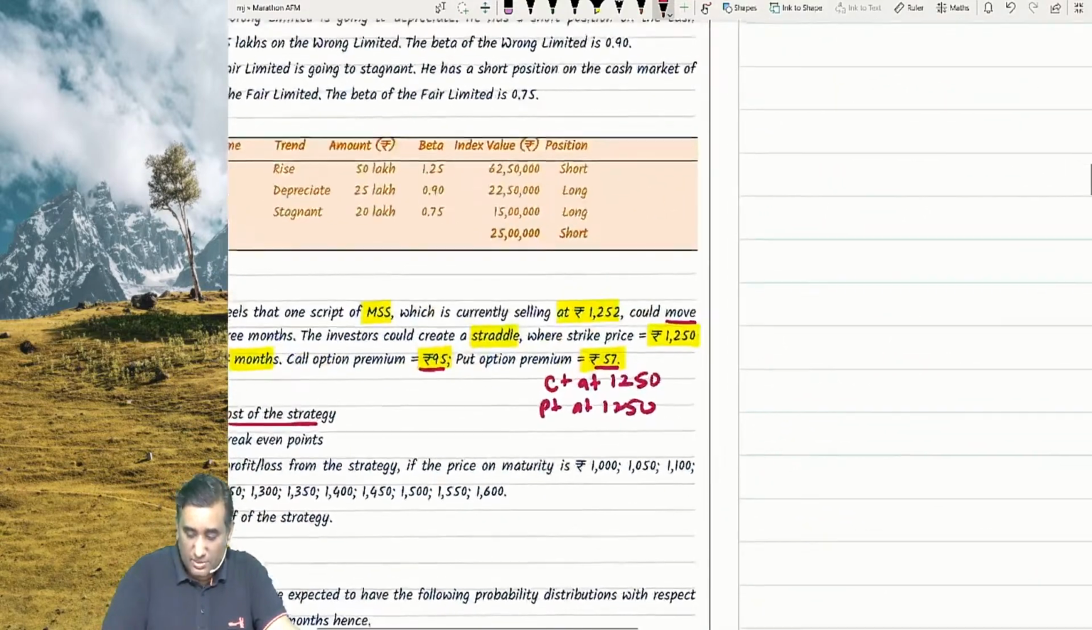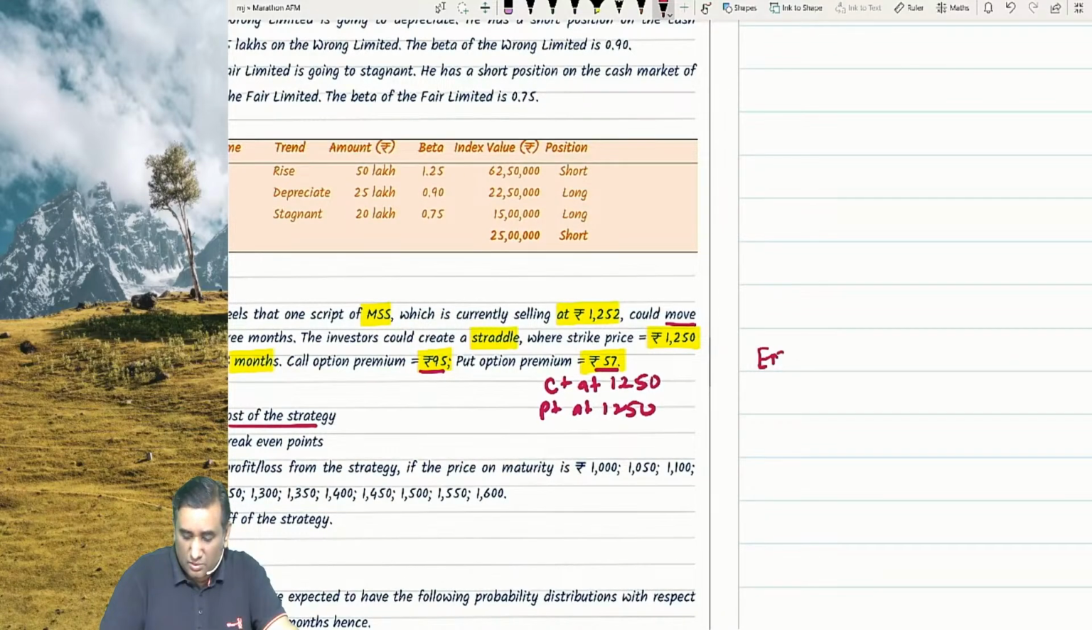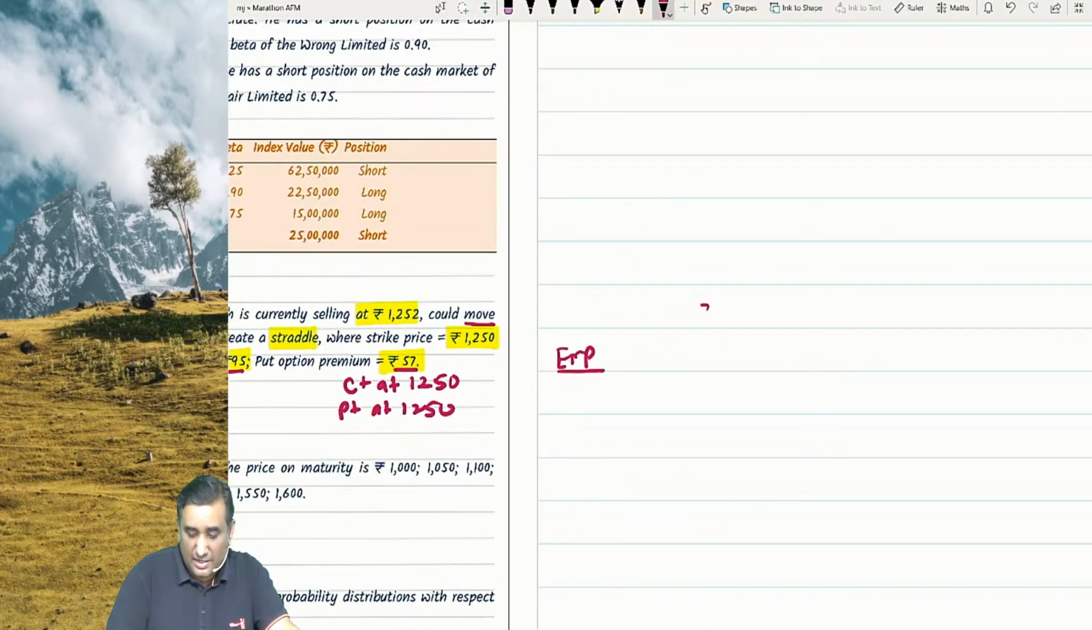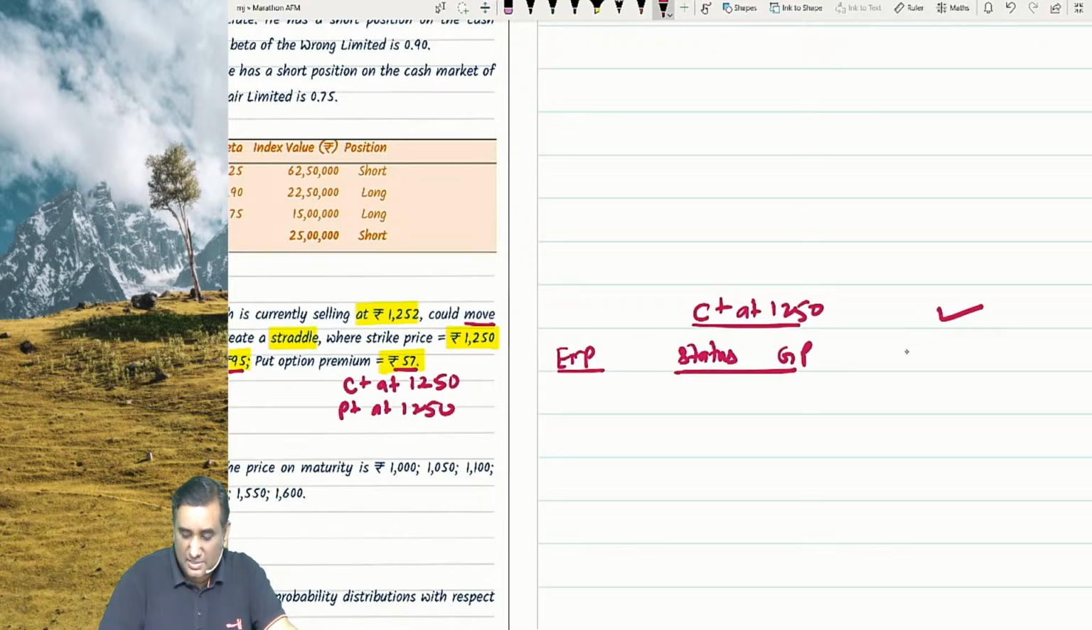Look up. What I'll do is make expected market price. Do not look at the copy, because I have the answer with you. Expected market price. You'll write here C plus at 1250. You'll make status, gross profit. Similarly, P plus status, gross profit, and then payable.